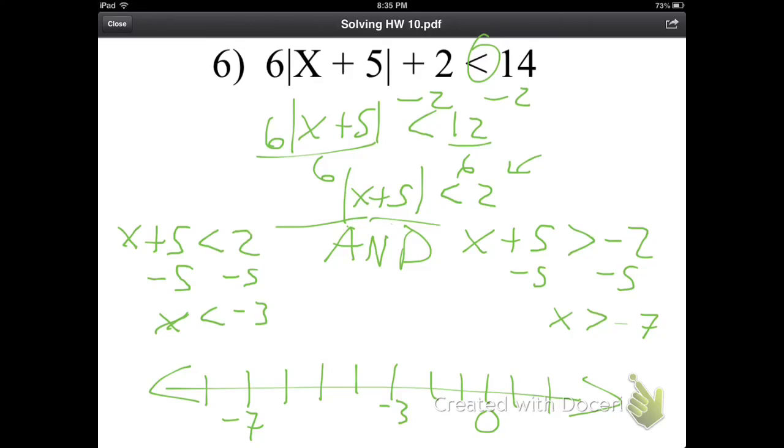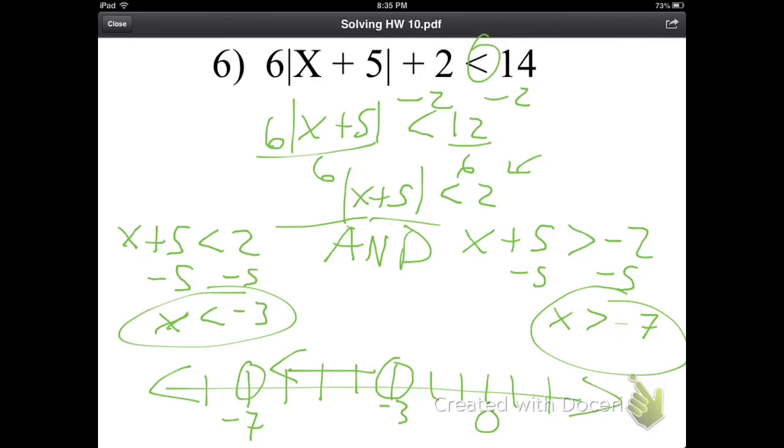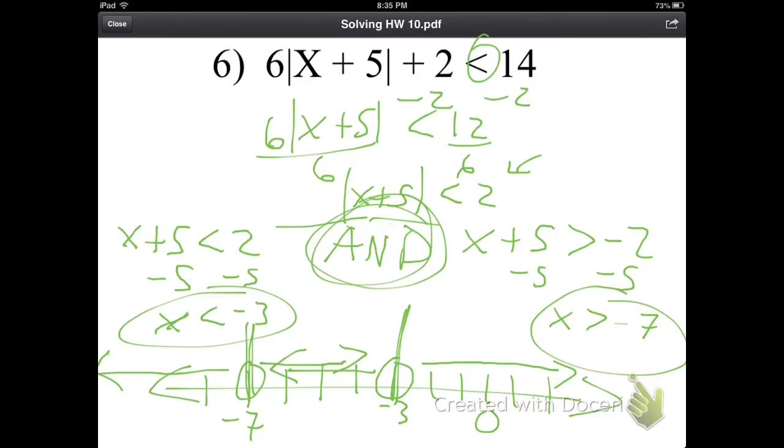I'm going to graph my left one first. I need an open circle at negative 3. I'm going to shade left because x is less than negative 3. If you graph the right one, I need an open circle at negative 7, and I'm shading right. Both of those shadings go on forever, so the one from negative 3 keeps going that way, the one from negative 7 keeps going that way. But we're only interested in the part that got shaded twice, which is the part between negative 7 and negative 3. Since it's an AND statement, only the part that got doubly shaded.